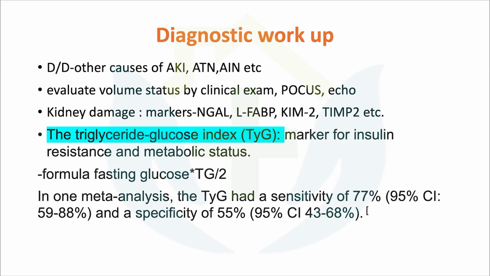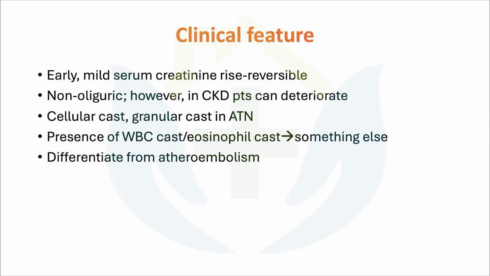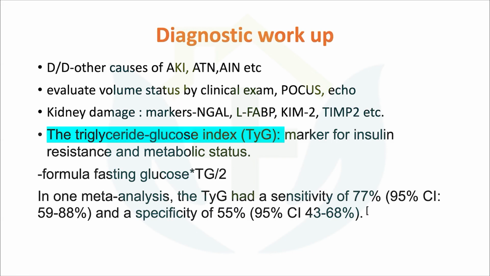There are two or three other indices which I've come across. I was not aware of them. One of them is the triglyceride glucose index. Fasting triglyceride and sugars are multiplied by 2. If that is higher, it indicates, as per one meta-analysis, a sensitivity of 77% and specificity of 55% for predicting contrast-induced nephropathy. This scoring system is a newer one which can be used, or if someone is aspiring for competitive exams, this can be asked.